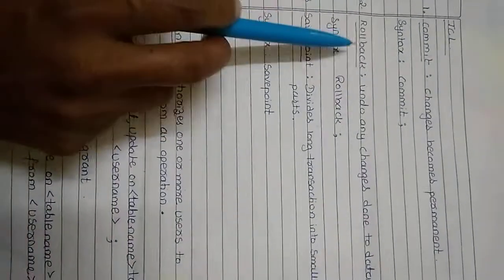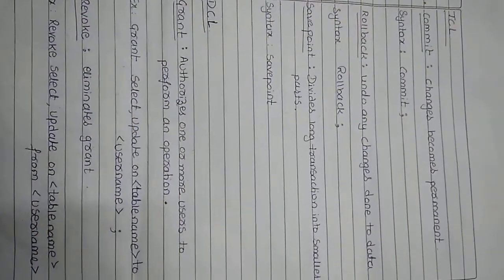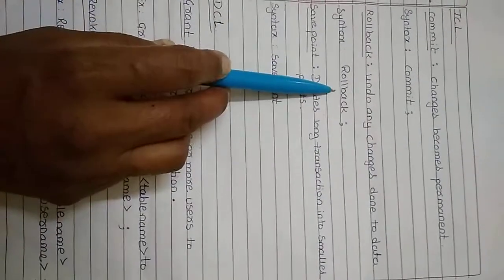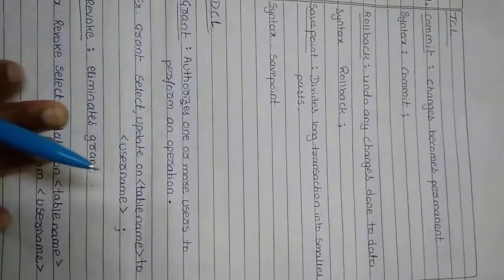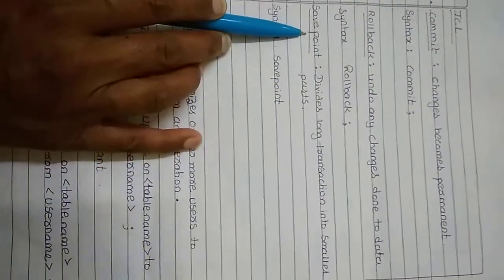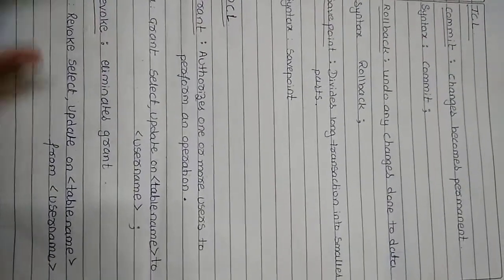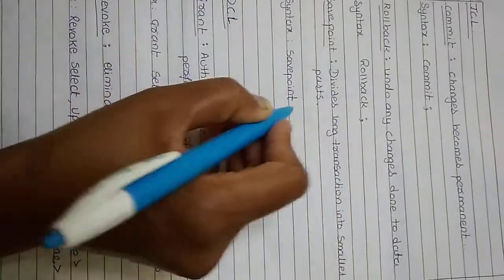Then comes the next statement called rollback statement, which is going to undo the changes whatever you have done. Okay, if you want to undo the changes whatever you have done or update whatever you have done, you just type rollback and execute it. Then comes third one, that is save point statement. This save point we can use to divide the longer transaction into smaller parts. The only thing what you have to use is save point semicolon.